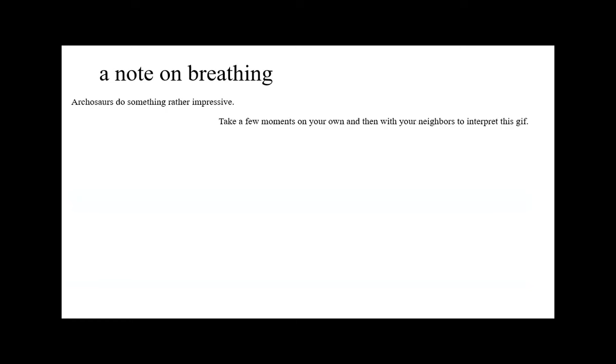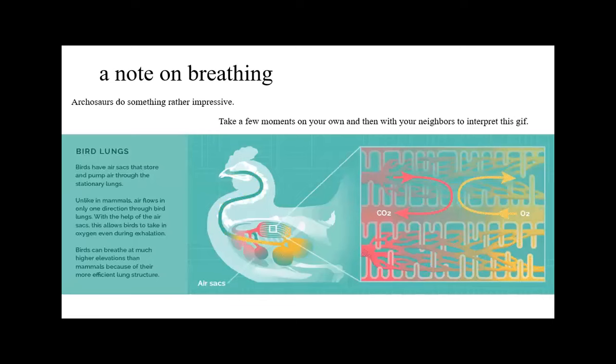Archosaurs are very, very different from the rest of us, and that means birds and crocs. You and I breathe like an iguana. Crocs and birds do their own thing, and birds in a really extreme way. I'm not going to explain this. I want you to talk to your neighbors. Take a minute to try to understand what you're looking at here. How is this chicken actually getting oxygen from the atmosphere, anatomically? Okay, go ahead.